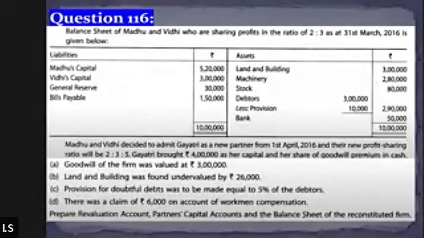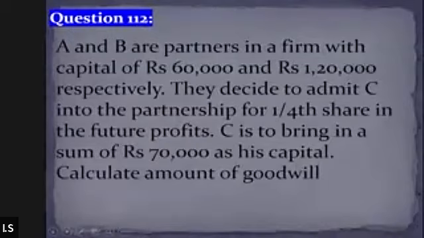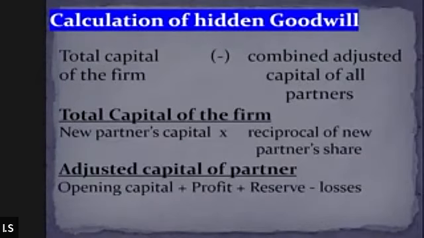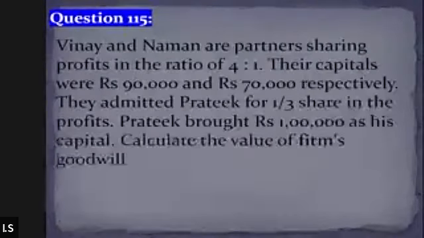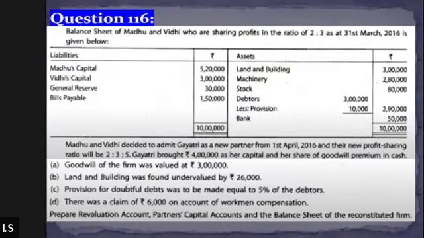All right, everyone. So in the last class, we were talking about the calculation of hidden goodwill, then we started this question. We were doing question number 116, right? In this question, we were required to prepare the revaluation account. I think we already completed the revaluation account, and I have given you the formation of the partner's capital account as homework. You were also required to prepare the balance sheet for this question. So before moving forward, I just wanted to know whether you have completed this part or not.